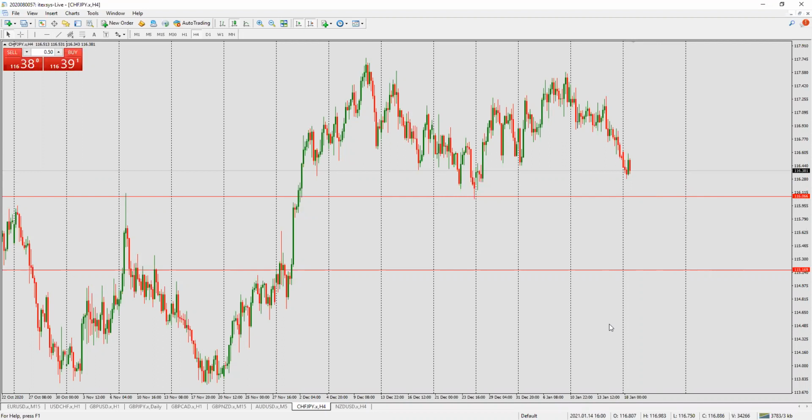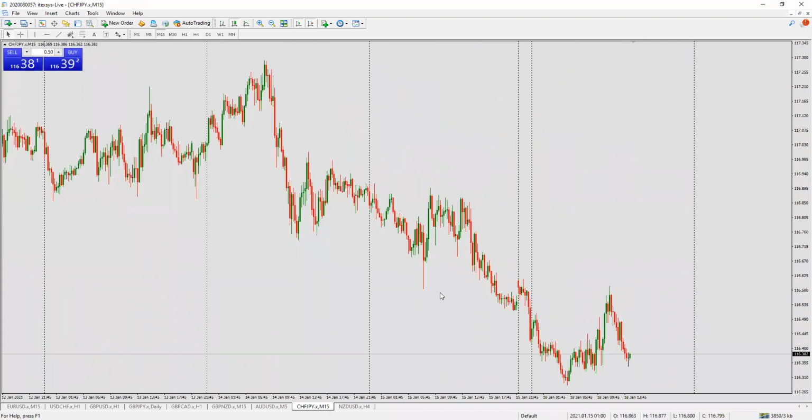That's the only clear situation I can see from this chart on this pair, the Swiss against the Japanese yen. 15-minute charts, nothing clear. You can see how it looks. Okay. Sometimes it's like this, especially in the beginning of the week.